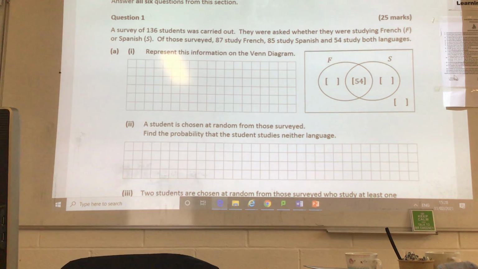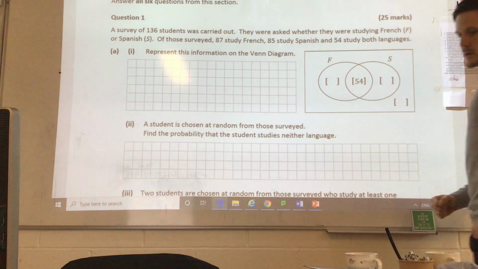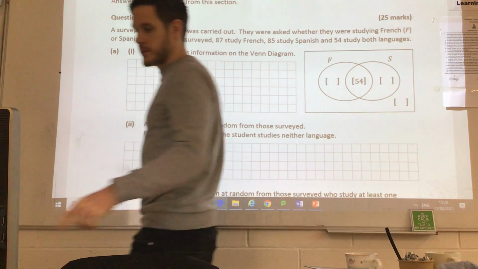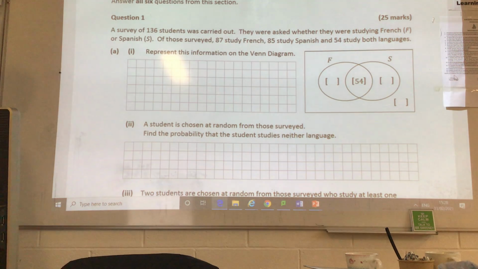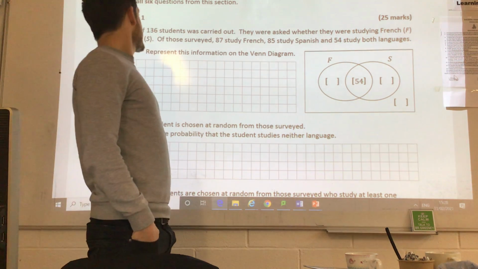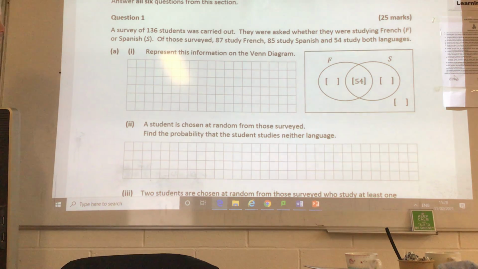Hey guys, so I'm going to have a look at the 2018 mock paper, question 1, paper 2, which is a probability question. It says a survey of 136 students was carried out. They were asked whether they were studying French or Spanish. Of those surveyed, 87 studied French, 85 studied Spanish, and 54 studied both. Represent this information on the Venn diagram.